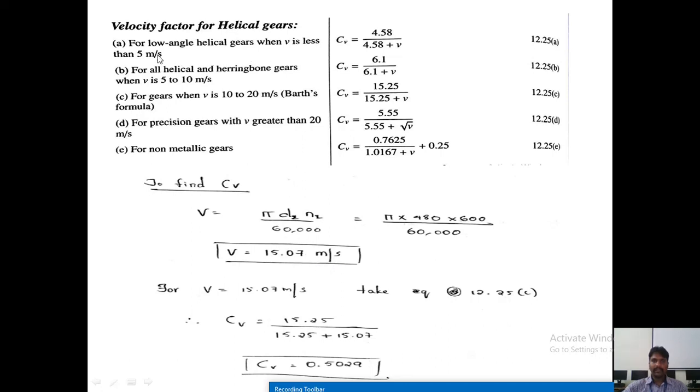So here the cases are there. When velocity is less than 5 meter per second, this is the equation. When velocity ranges from 5 to 10, this is the equation. When velocity ranges from 10 to 20, so we got 15, the third case is suitable for this.